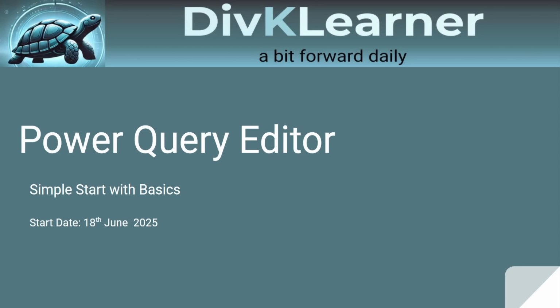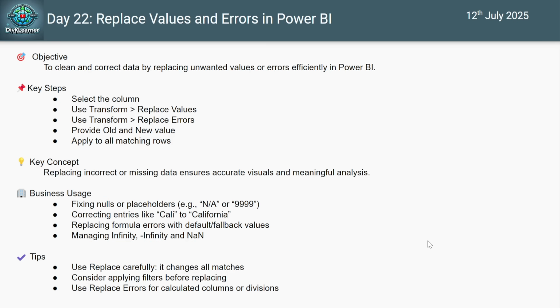Now picture this. You have built a beautiful dashboard, looks great, but then someone spots Cali instead of California and 999 in the sales column, or worse, there's an ugly error symbol because of divide by zero or any other error. That is not a technical issue, that's a credibility killer. But don't worry, today I'll show you how to fix all that in just a few clicks.